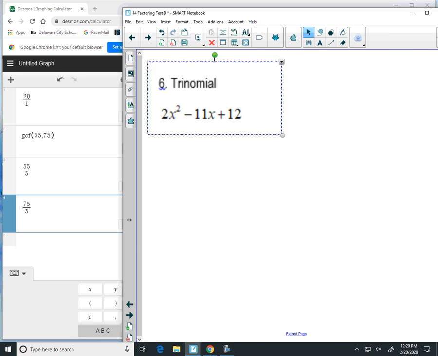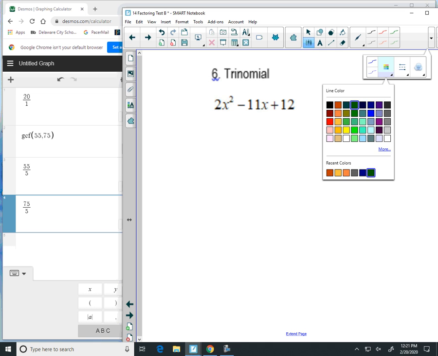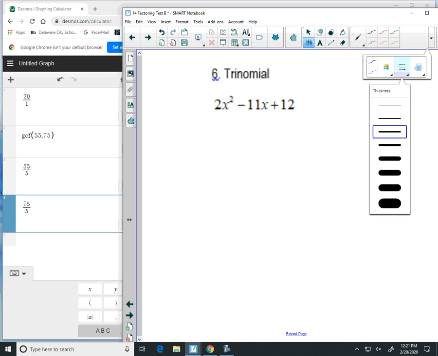All right, trinomial. When we're doing trinomials, we're doing A times B. I see some of you are working ahead. I really appreciate that. That is the right thing to do.